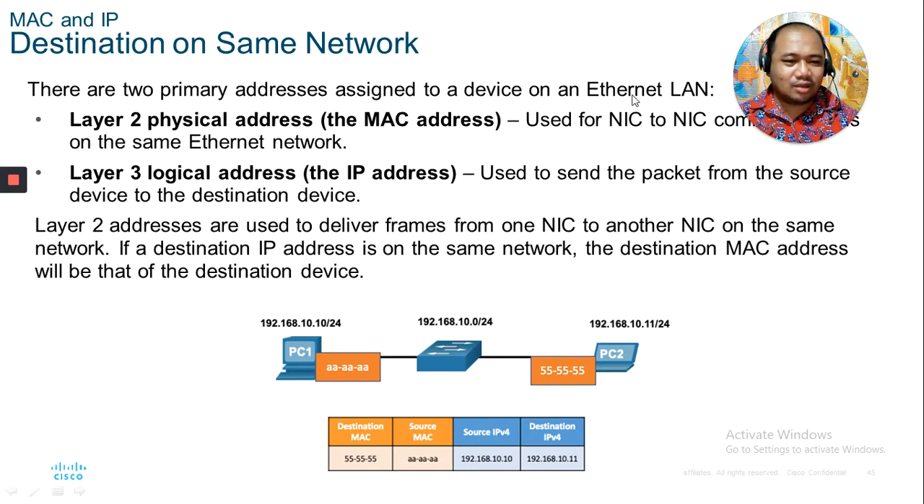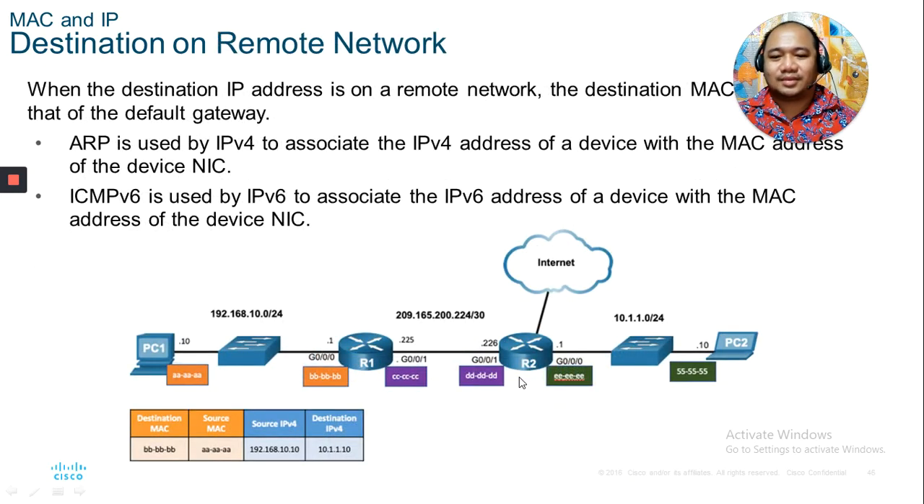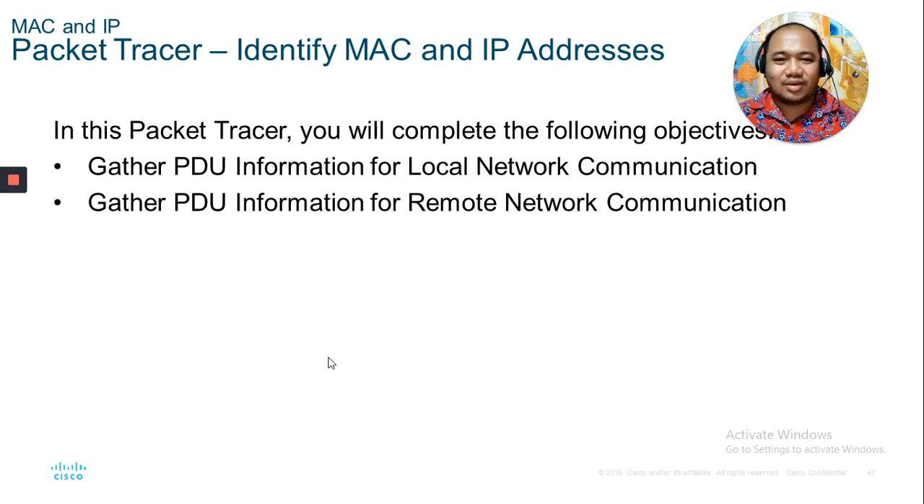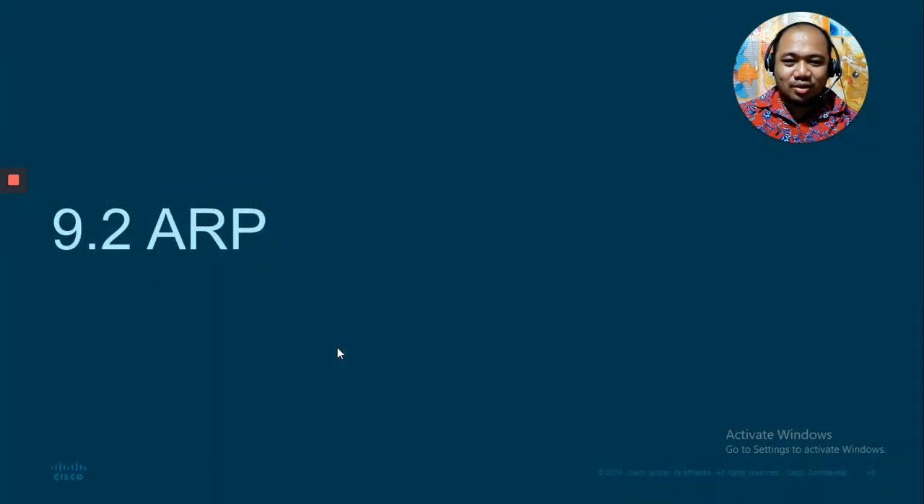But if you are moving to a remote network, for example, we put a router here and a router here, and your target computer is here. If you want to communicate with that, you will be using the destination MAC address of your router. Example of this: destination on a remote network. If your computer wants to communicate with PC2, there are two routers in between, so your destination MAC address will be your router's MAC address. Okay, it's already resolved. You can check the Packet Tracer activity. You will be submitting a Packet Tracer activity for this chapter.